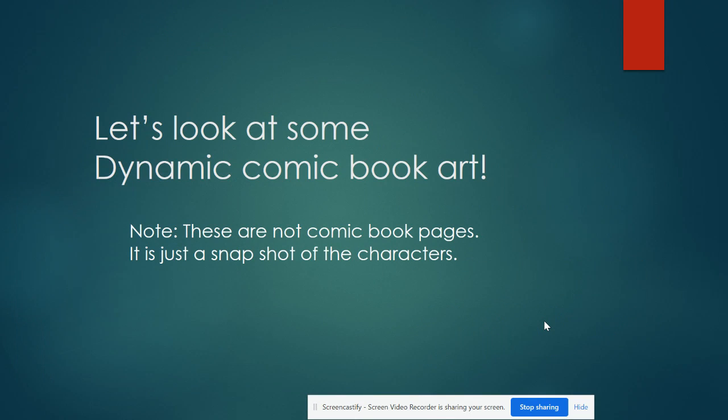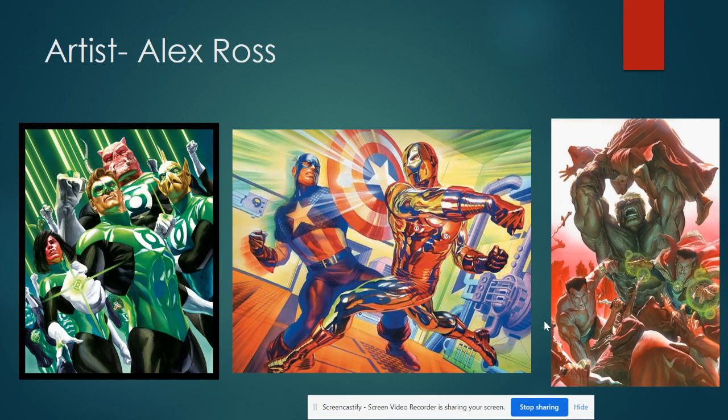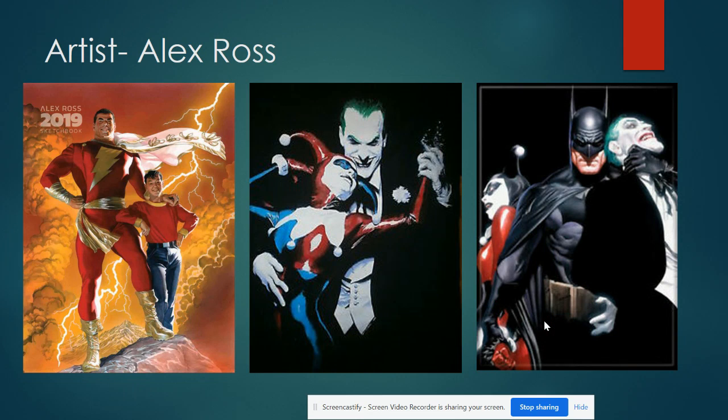Okay, so now we're going to look at some art. These are not comic book pages. These are just a snapshot of characters, and that's what we're going to be doing, a snapshot. So this is an artist I like, Alex Ross, and these are all very good snapshots of just dynamic poses. So some of them are at an angle, some of them are a fight scene. So the pose of the character is really important. You don't want any of them just standing with their arms by their sides.